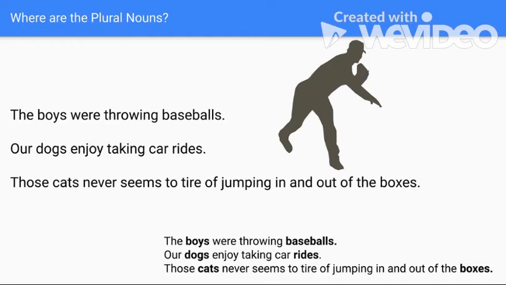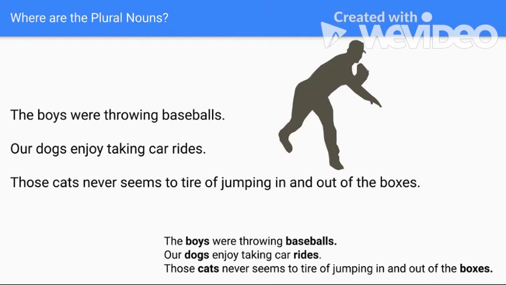In the second sentence, we know that dog is a noun, so in this case, we're looking for plural nouns. So dogs are the plural noun. Also in this sentence is rides. That is also a plural noun.